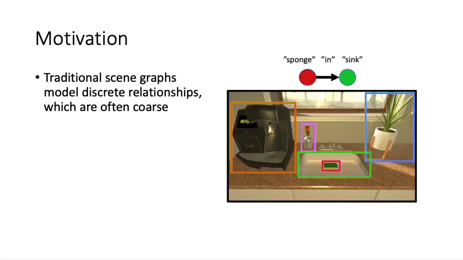In recent years, visual scene graphs have emerged as a way to abstract image content into a set of discrete objects and relationships. For example, in this image, the "in" relationship between the sponge and the sink can be modeled as a directed edge from a sponge node to a sink node. However, these discrete relationships can be too coarse for downstream embodied tasks. For example, an agent must execute a different sequence of actions to manipulate the sponge depending on its location. Hence, we want to move towards more continuous feature representations of these relationships, which encode more fine-grained information.